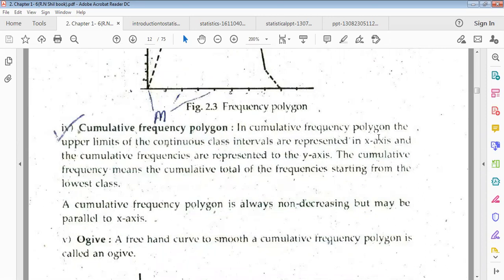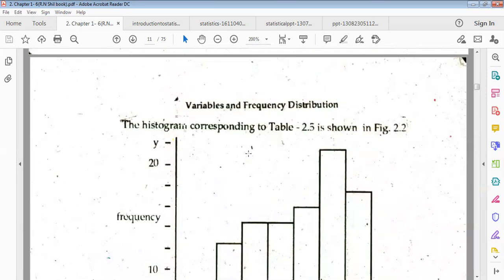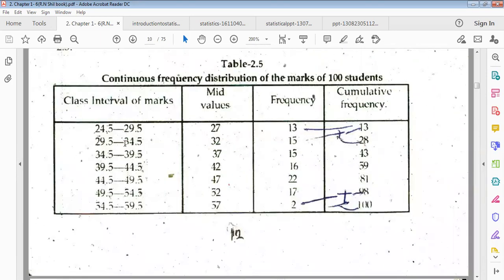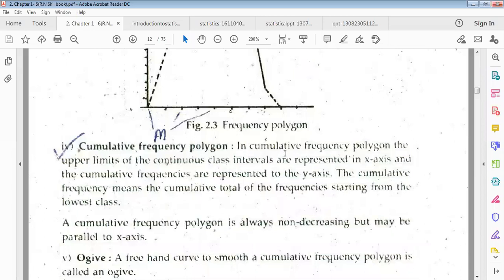Now, cumulative frequency polygon. If we use cumulative frequency in a polygon, then the upper limits of the continuous class interval are represented in the x-axis. Upper limit, which one? Actually, this is the upper limit, 29.5, 34.5. This is the upper limit. This is the lower limit. Remember it. So upper limits will be in the x-axis. Then the cumulative frequency is represented on the y-axis. Then we get the cumulative frequency polygon.